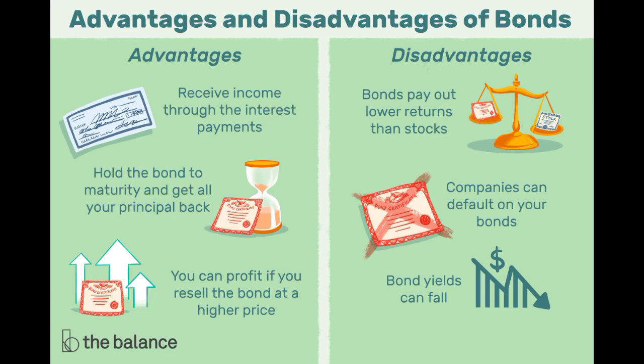So, we have to read the disadvantages. Bonds pay out lower returns than stocks. Companies can default on your bonds, and lastly, bond yields can fall.